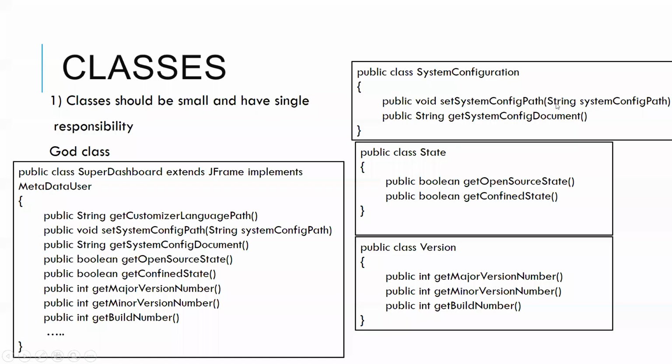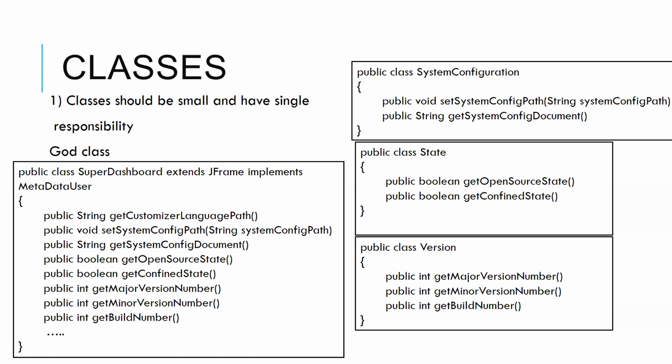Now I'd like to share some tips about classes. Classes should always be simple, small, and have a single responsibility. If you look at the code on the left hand side, it defines a God class. A God class is a class which has too many responsibilities. The class on the left called SuperDashboard gets the customer language path, sets the system config path, gets the system config document, gets the open source state, gets the config state, gets the major version number, gets the minor version number, gets the build number, and so on. So it has a lot of responsibilities.